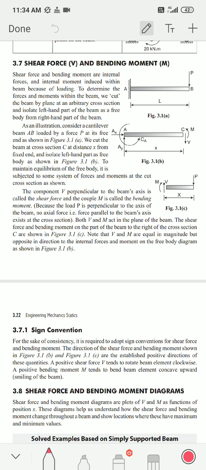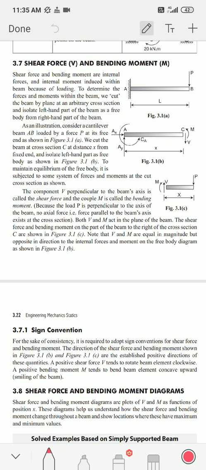I am clearing your doubts and concepts regarding shear force and bending moment, and the shear force and bending moment diagram. So I will start from the basics. Here you can see what shear force and bending moment are. Shear force and bending moment are internal forces induced within a beam because of external loading.